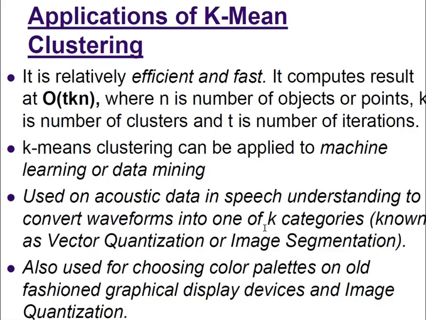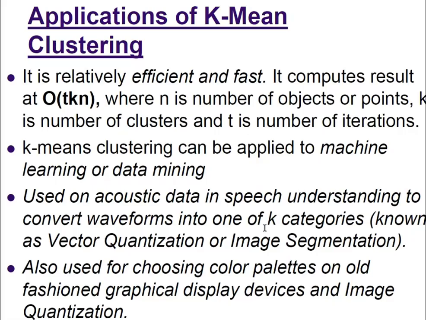The second is machine learning and data mining. So k-means is used as a pre-processing step to reduce the complexity of a dataset. For example, finding representative prototypes for each cluster and then training a classifier on those prototypes rather than the full dataset. Third, speech recognition and audio processing. In a technique called vector quantization, continuous audio waveforms are converted into one of k discrete categories, and this is essential in voice recognition systems.